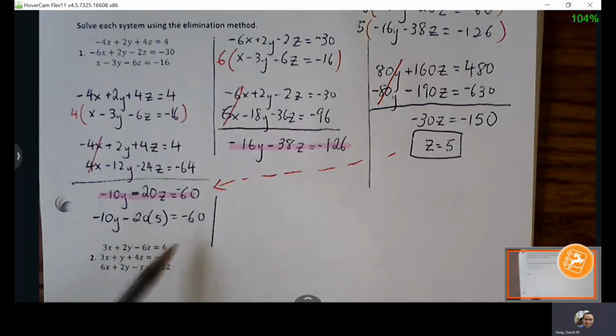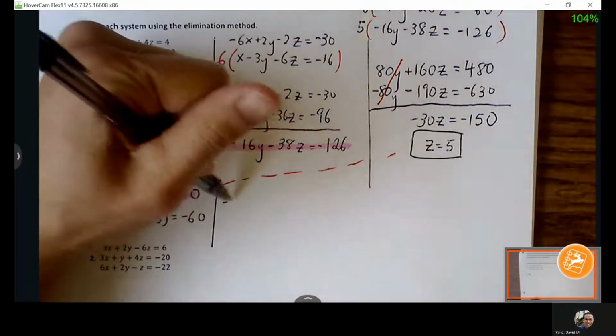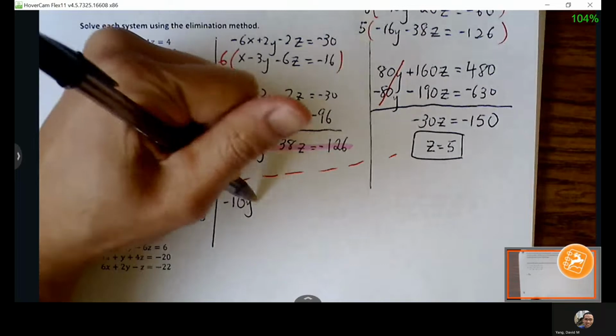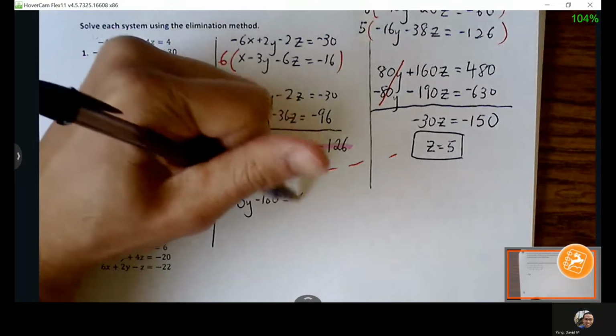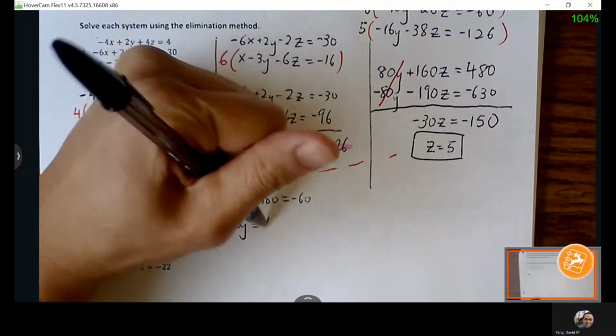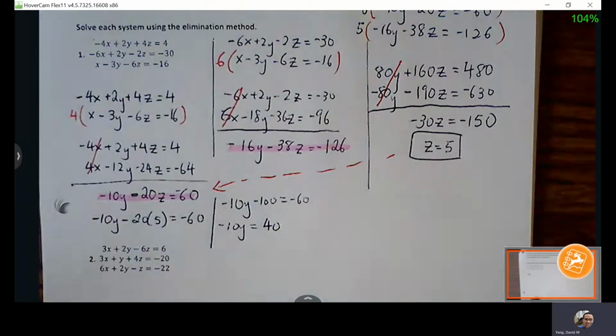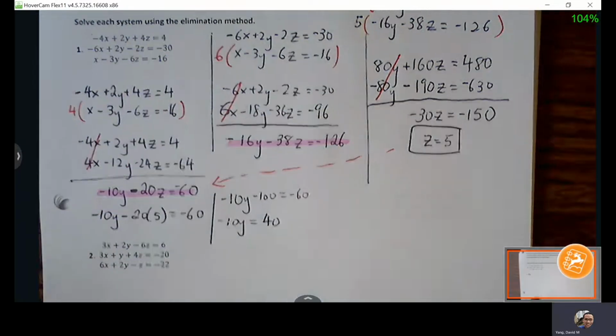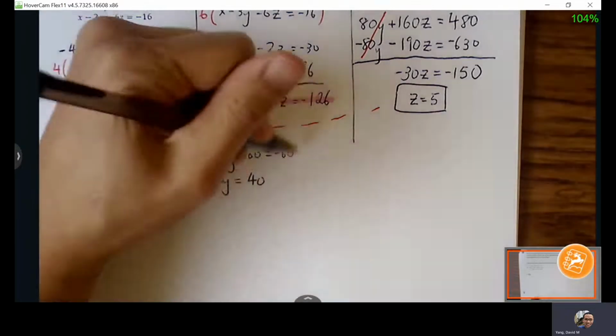-10y minus 100 equals -60. Add 100 to both sides. -10y equals 40. Divide both sides by -10.